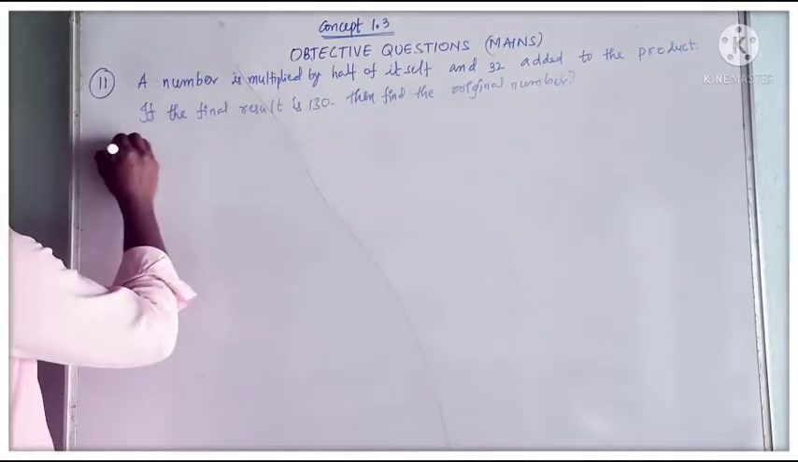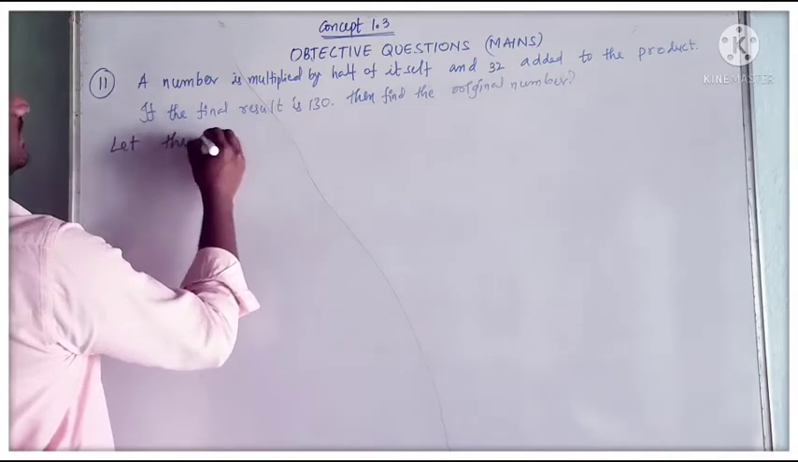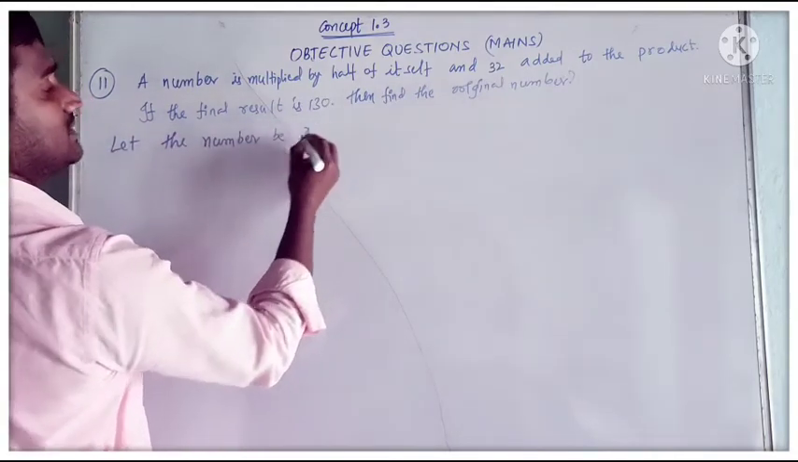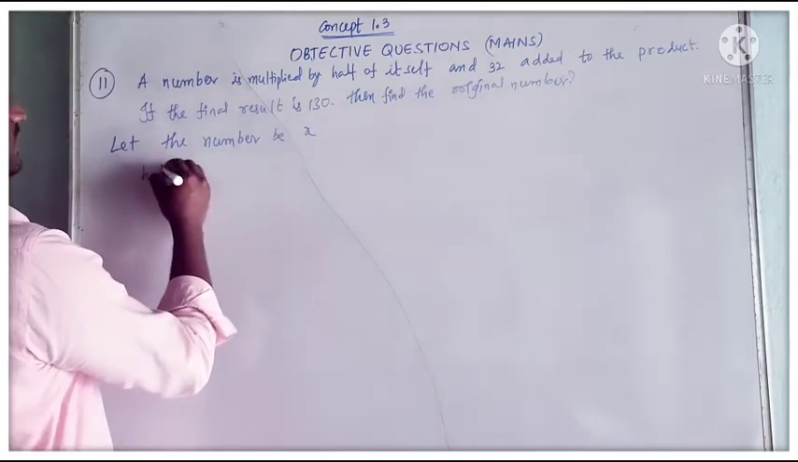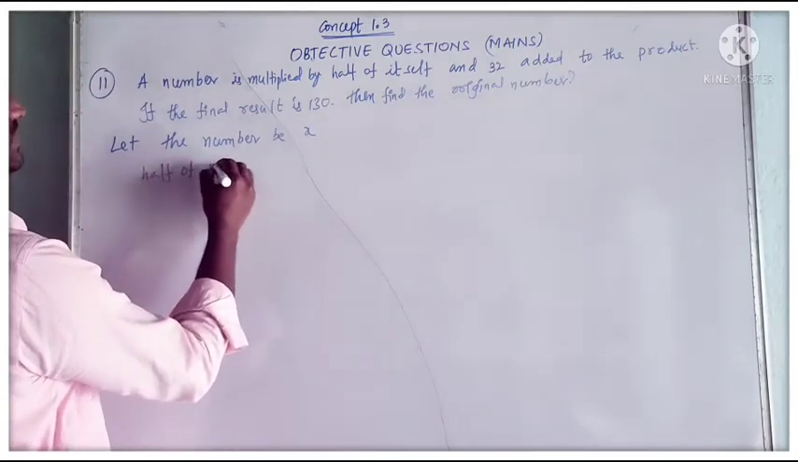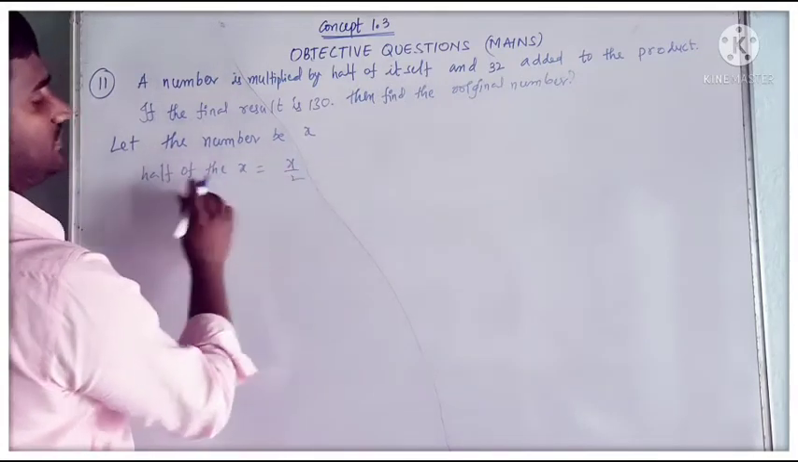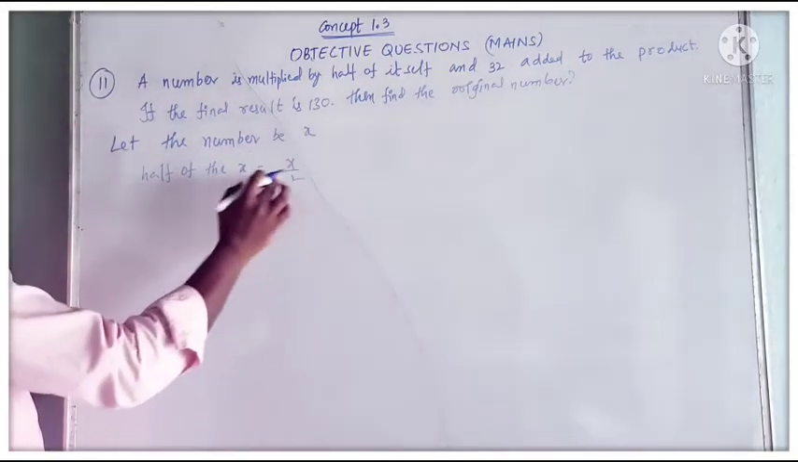Let the required number be x. Half of the number, half of the x, that is equal to x by 2.